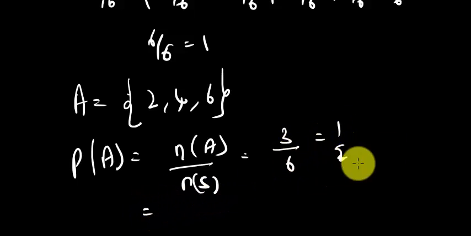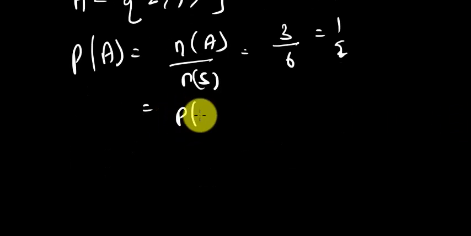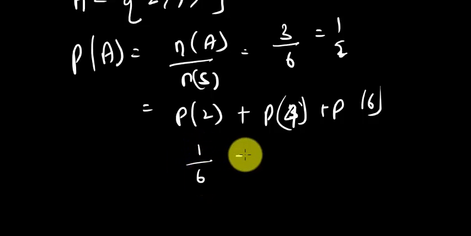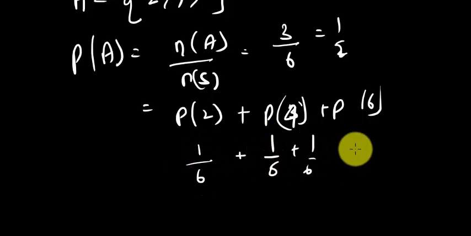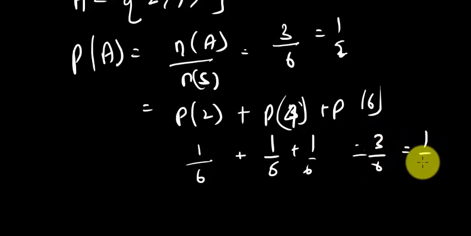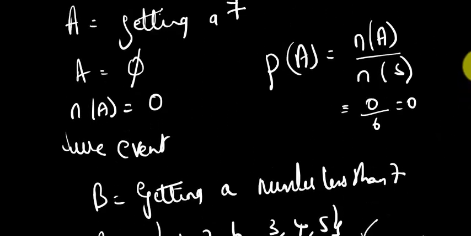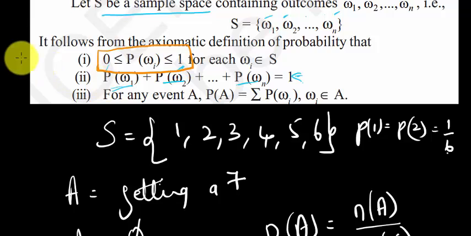Now that is nothing but equal to probability of 2 plus probability of 4 plus probability of 6, where the probability of 2 is 1/6, plus 1/6, plus 1/6, which is again 3/6, and that's 1/2. Same probability. So what is the way to assign a probability to a particular event from the sample space? It is the number of elements belonging to that particular event, divided by the total possible options, which is the number of elements of the sample space. It is the same approach, but we learn it in the axiomatic way.